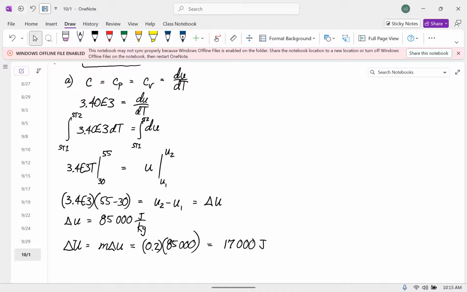A kilogram of water. If 1 calorie heats 1 gram by 1 degree Celsius, right, so 4 joules in 1 calorie. Yes, exactly.